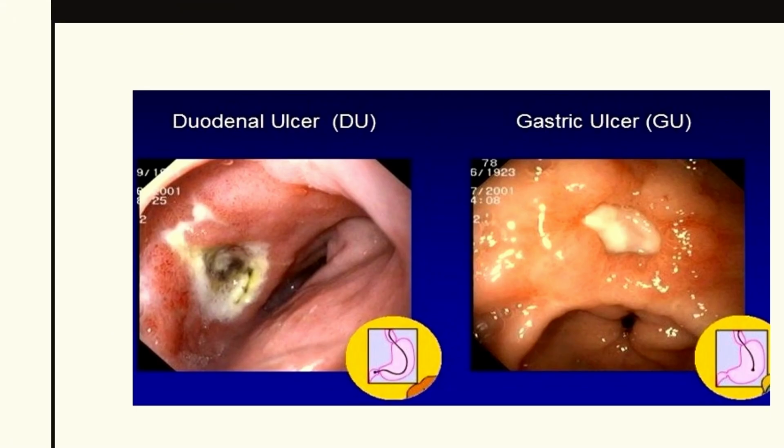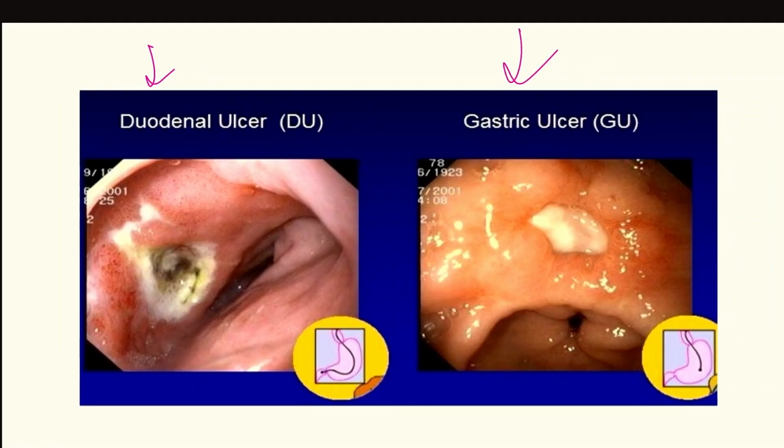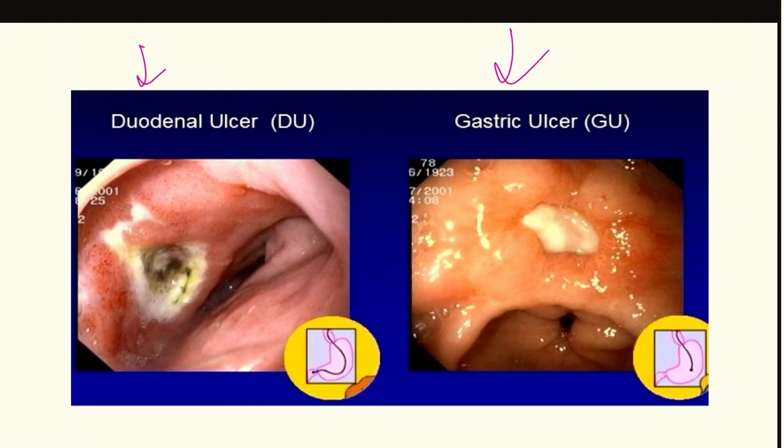Here's a picture again looking at different forms. On the left is your duodenal ulcer, and on the right is your gastric ulcer. You're not going to have a picture to show you whether this is a duodenal or a gastric ulcer. Just see what they look like.